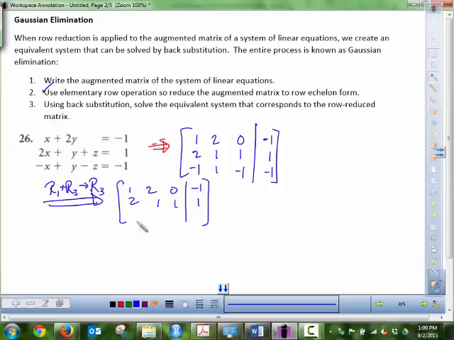So this is where I do my work. 1 minus 1 is 0. 2 plus 1 is 3. 0 minus 1 is negative 1. Negative 1 minus 1 is negative 2. Okay? All right, now according to the definition, when we go from one matrix to another via a row operation, that means these two matrices are row equivalent. So that's just to remind you of the definition that we just talked about, and this is how it gets applied.